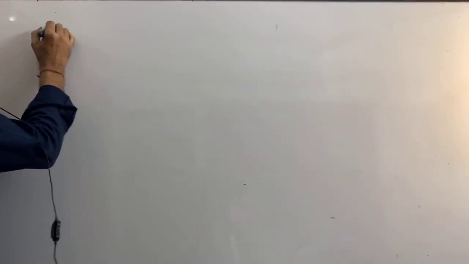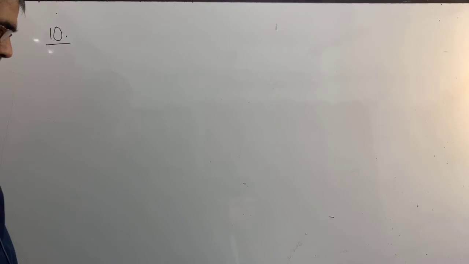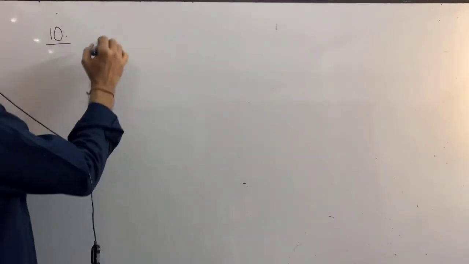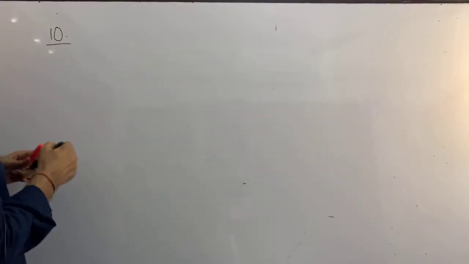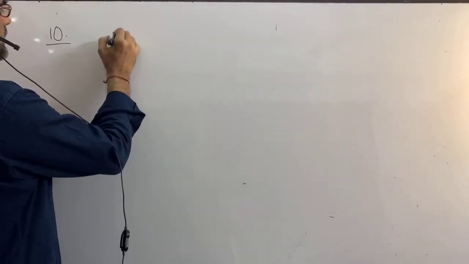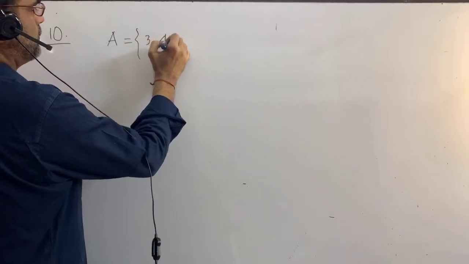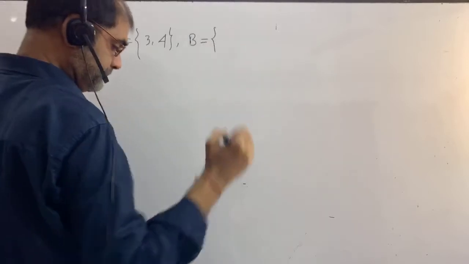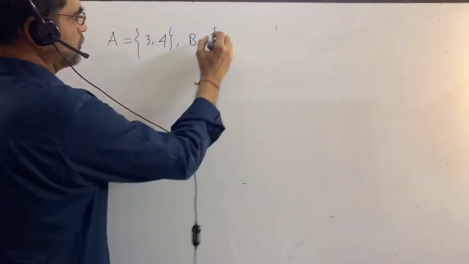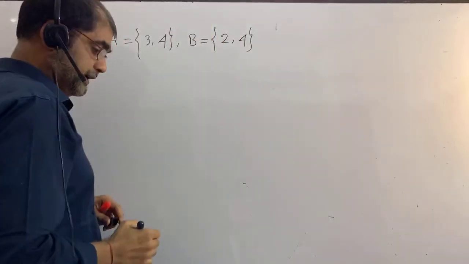Question number 10. We are going to do question number 10. A is 3, 4, B is 2, 4. Write down what is given. A is equal to 3 comma 4, B is equal to 2 comma 4. It is really very important.